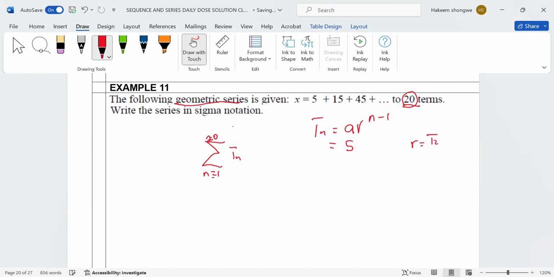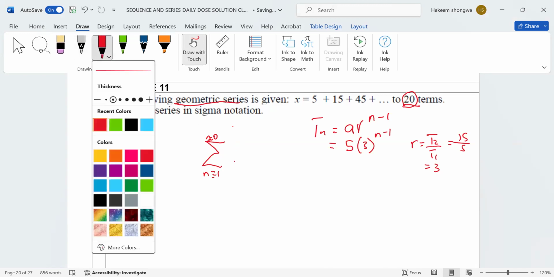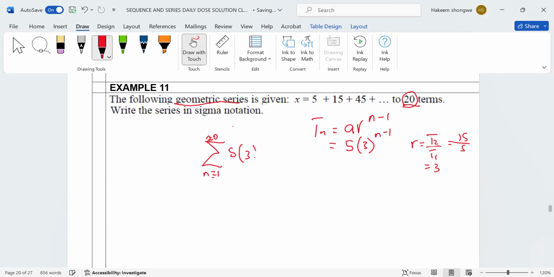It's 3. It's term number 2 divided by term number 1, which is 15 divided by 5, and you get 3. So you get 5 multiplied by 3 to the n minus 1. And then now instead of writing Tn here, you can erase this one and say, okay, here we have 5 multiplied by 3 to the n minus 1. And this is how you write your sigma notation.